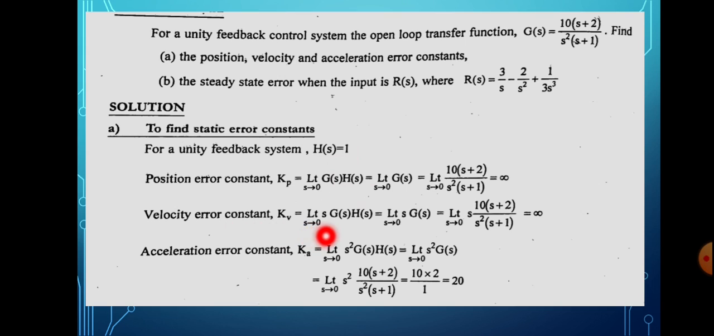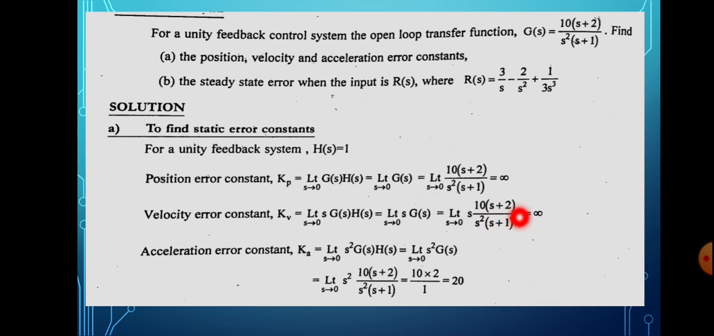Similarly, Kv has the equation limit s tends to 0 s into g of s into h of s. Acceleration error constant has the equation limit s tends to 0 s square into g of s into h of s. Here g of s is given and h of s is 1. You can directly apply the values of g of s and h of s and solve this equation. Here are the steps, and once you apply the limit s tends to 0, you will get the value infinity.